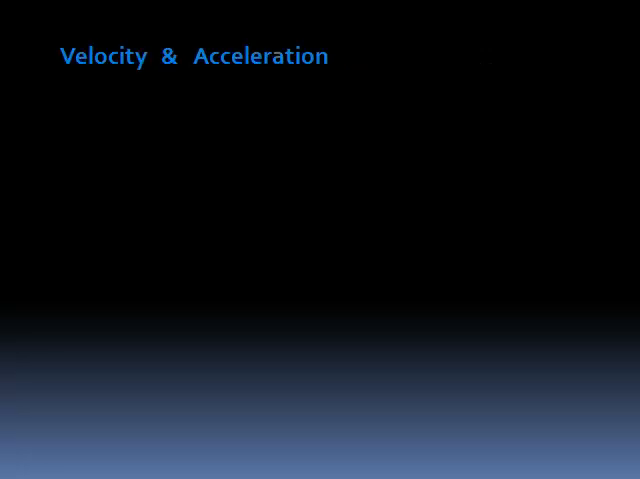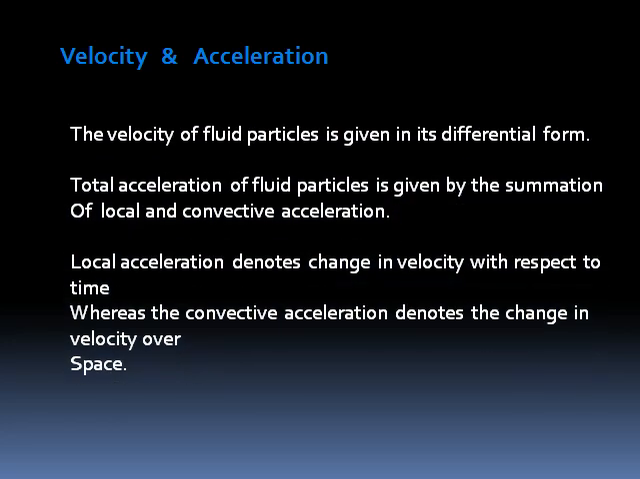Now we will see velocity and acceleration. The velocity of a fluid particle is given in different forms, and the total acceleration of the fluid particle is given by the summation of local and convective acceleration. Local acceleration denotes the change in velocity with respect to time, whereas convective acceleration denotes the change in velocity with respect to space.